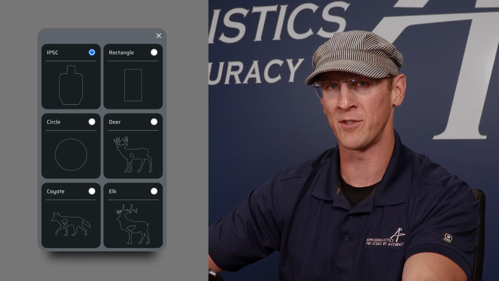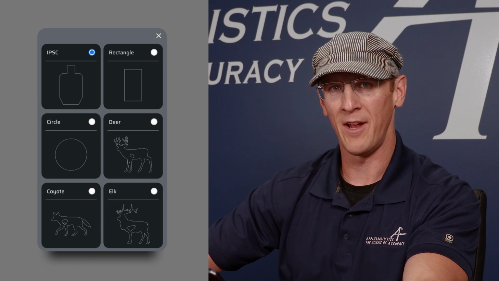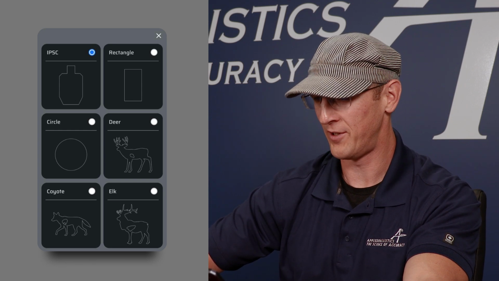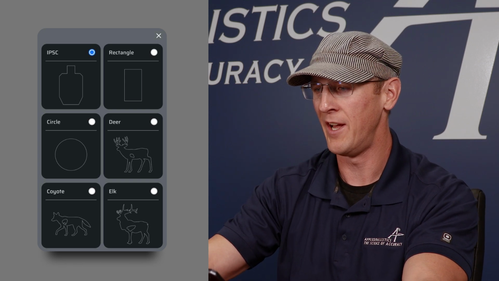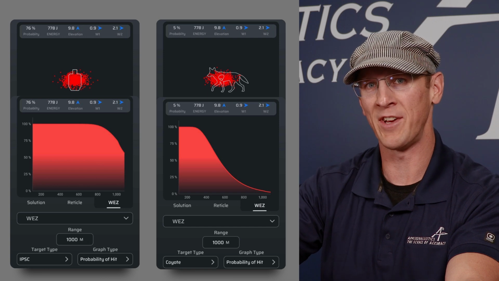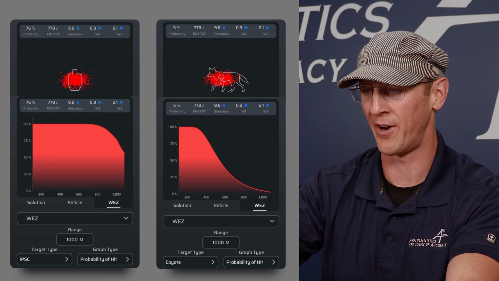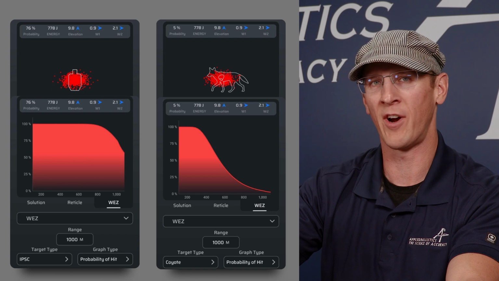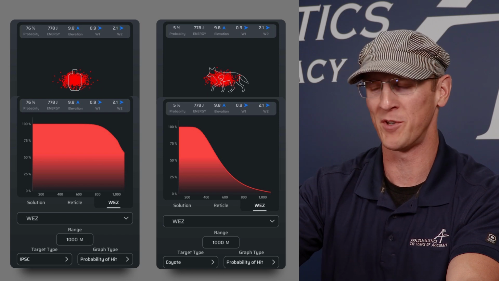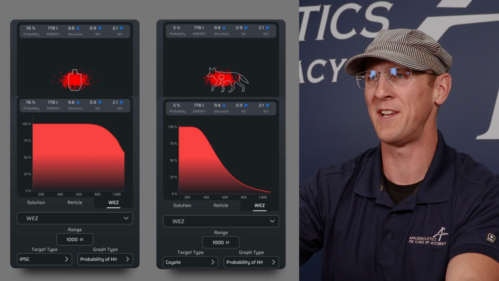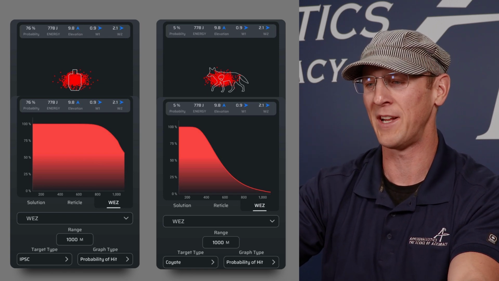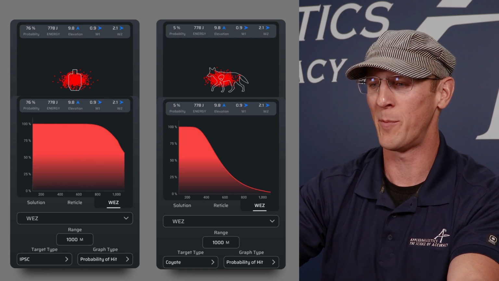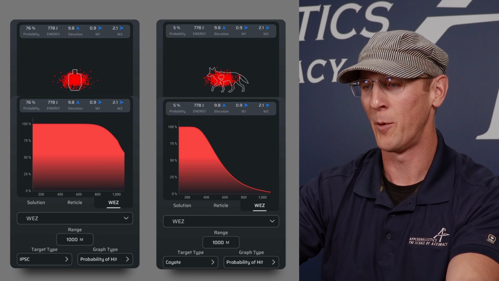We have a few common things represented here. We've got IPSCs. You can define rectangles of different sizes, circles of different sizes, deer, elk, coyote, prairie dog. Those are our other targets that we have for now. Just to show you a comparison of hit percentage for different targets, we've got this scenario that's giving us a 76% hit probability against an IPSC target at 1,000 yards, but whenever the target is a coyote, the hit probability is down to 5%. And it's probably far less than that because WEZ doesn't account for moving targets and coyotes are always moving, it seems like. And so, that's just the difference in target changes your hit percentage from 5 to 76%, which is very natural.